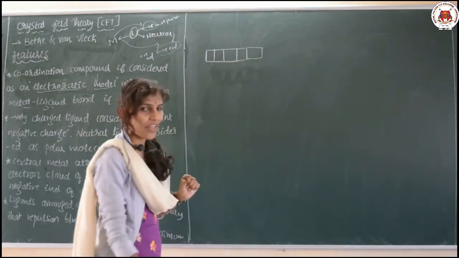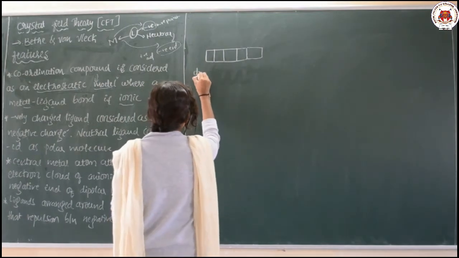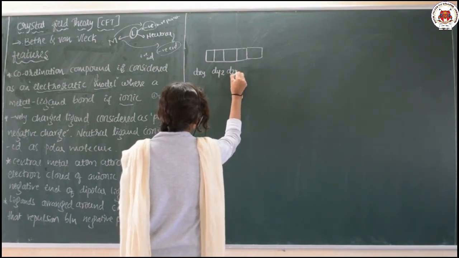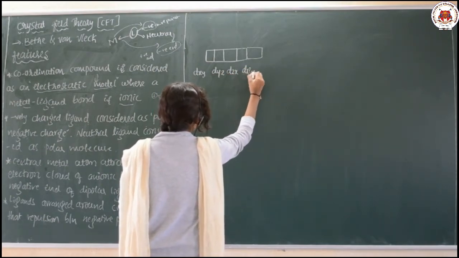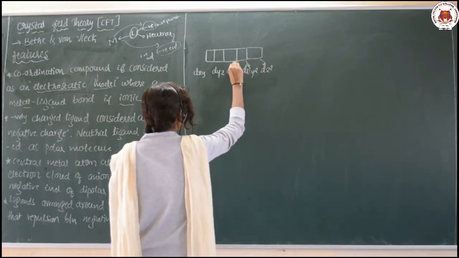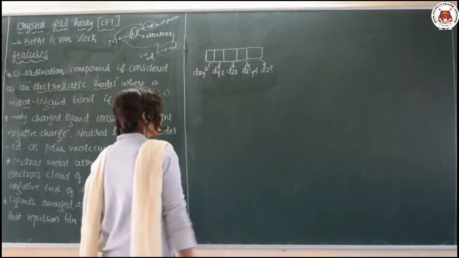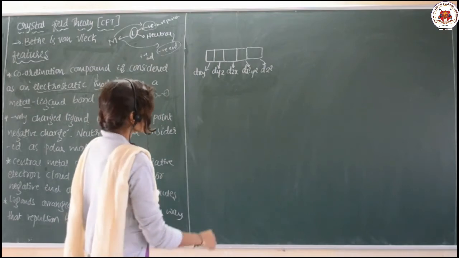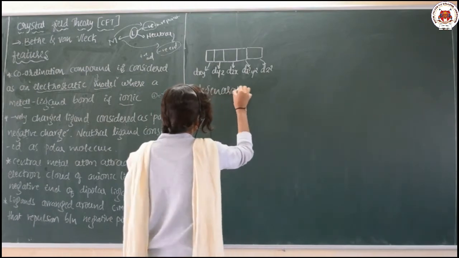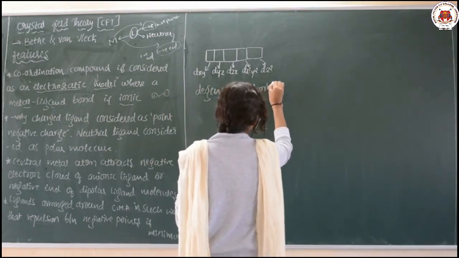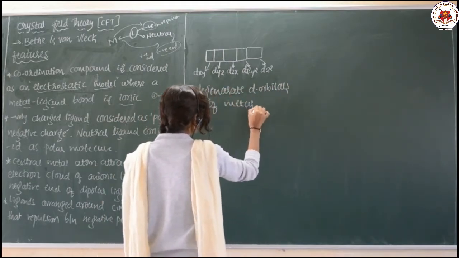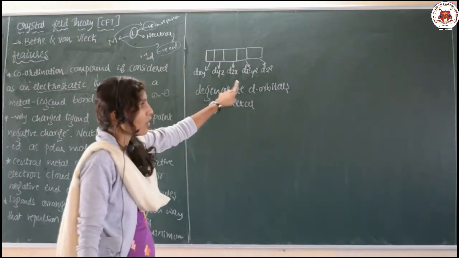Five d orbitals are there. Yes or no? That is dxy, dyz, dzx, dx square minus y square, and dz square. These five d orbitals are called the degenerate d orbitals of the metal. That is, the central metal atom has five degenerate d orbitals.